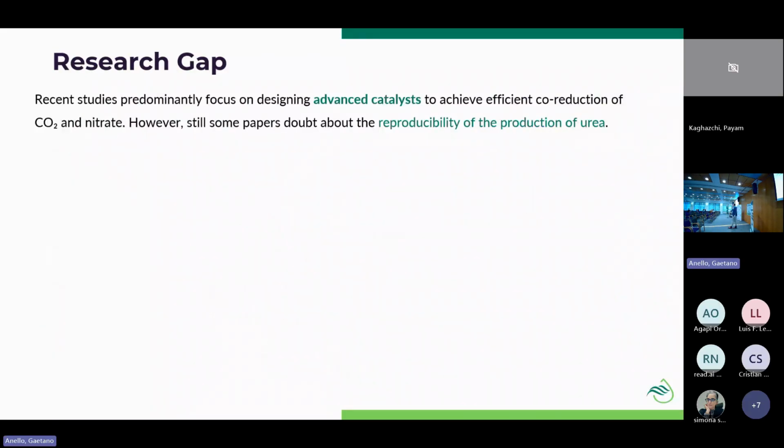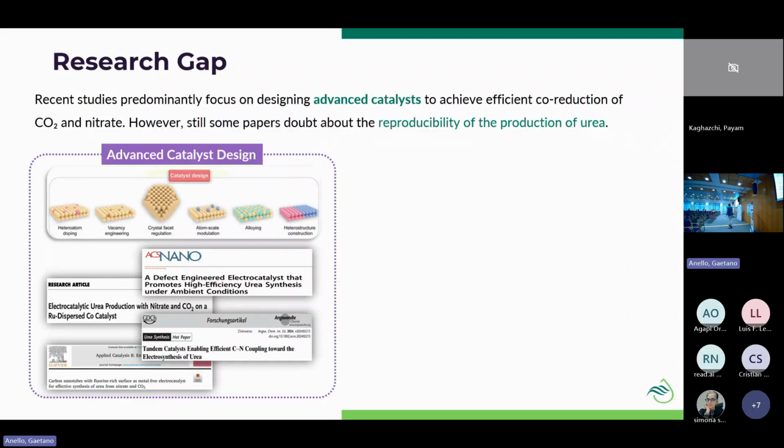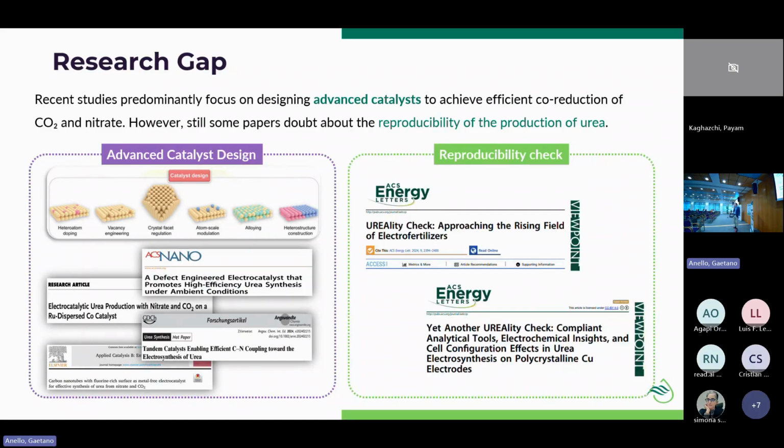Okay, so if you look at the literature, there's been a lot of work on advanced catalysts, so complicated catalyst systems that produce urea. Mostly they are copper-based, but sometimes alloys could be quite complex. And at the same time, you also see that there's a lot of debate about the actual reproducibility of this reaction. So can we actually make urea? Can we reproducibly check whether we make urea? Aren't we having false positives in the quantification?